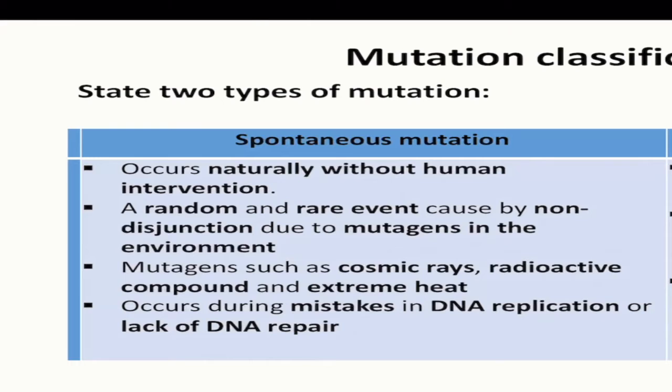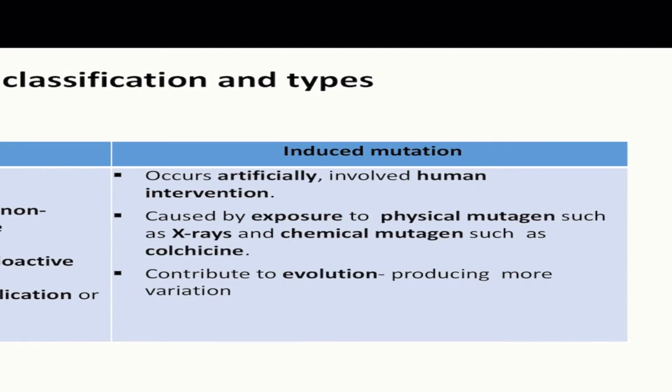Spontaneous mutations occur naturally without human intervention. It's a random or rare event caused by non-disjunction due to mutagens in the environment. Mutagens such as cosmic ray, radioactive compound, and extreme heat occur during mistakes in DNA replication or lack of DNA repair. Induced mutations occur artificially and involve human intervention.